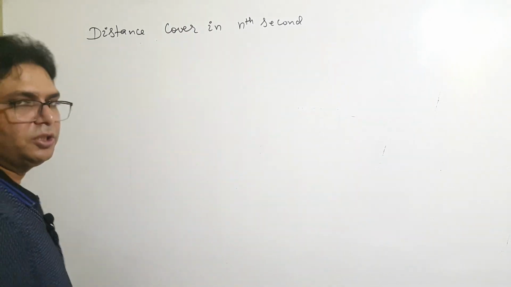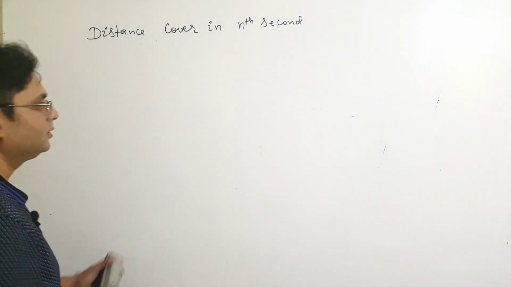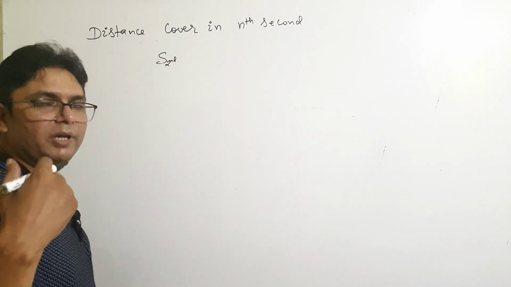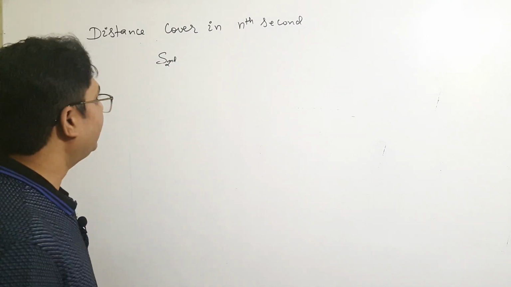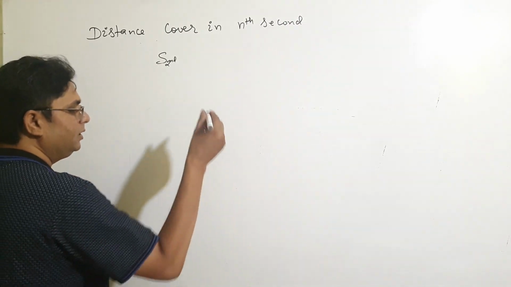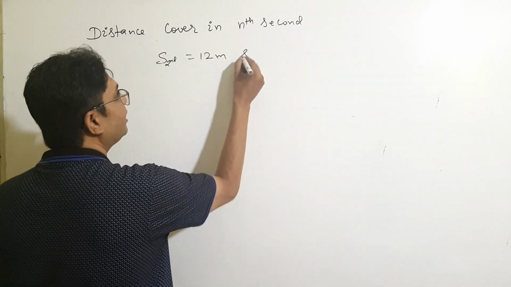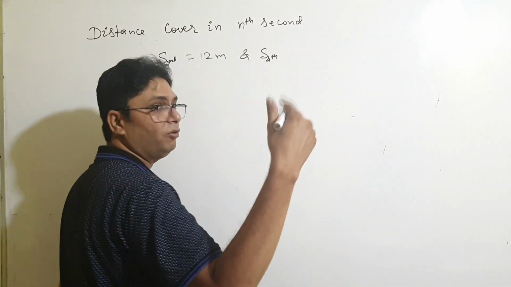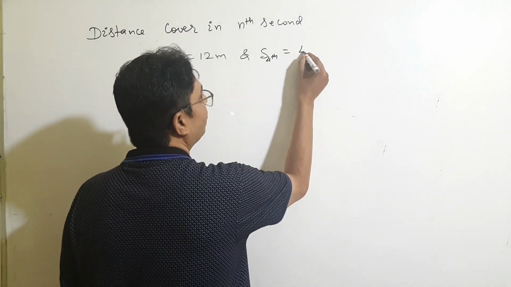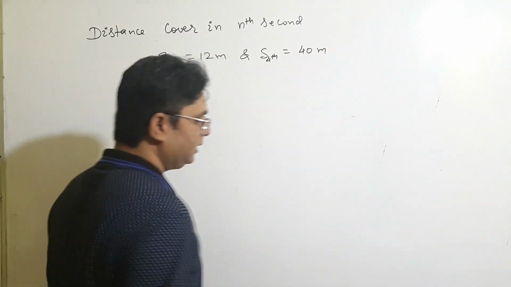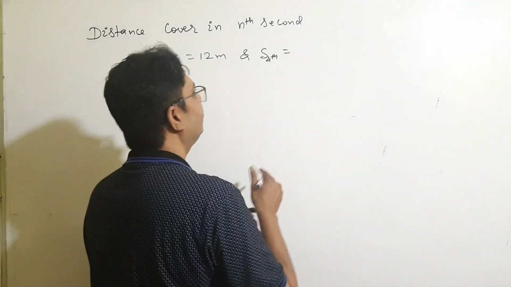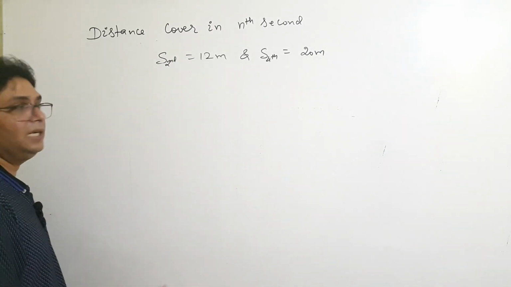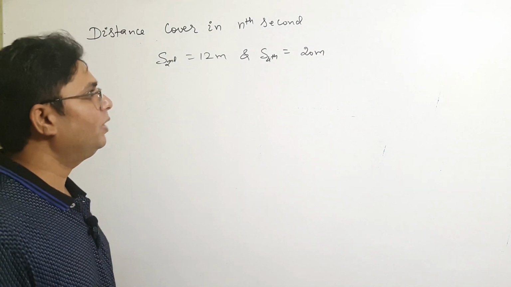So I am framing a question for you. Suppose S2, the distance covered in 2 seconds, is equal to 12 meter, and S4, the distance covered in 4 seconds, is equal to 40 meter. Let it not be 40, that is very large, let it be 20 meter. So distance covered in 2 seconds is 12 meter, distance covered in 4 seconds is 20 meter.